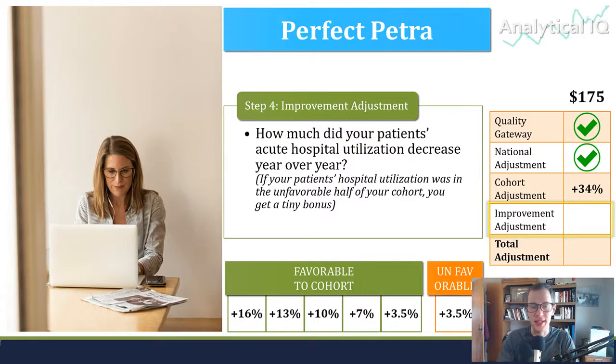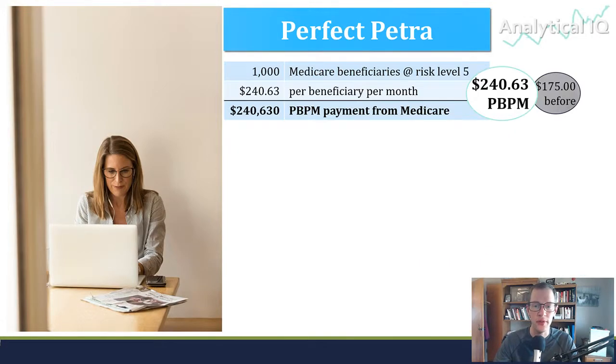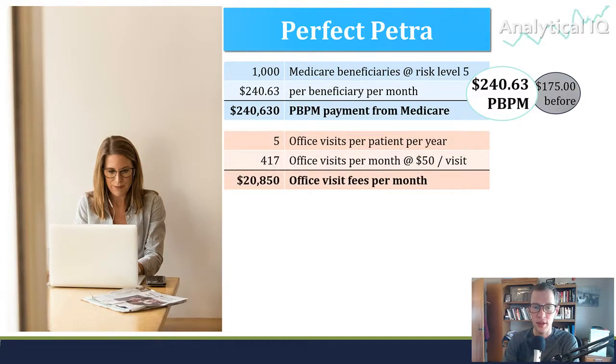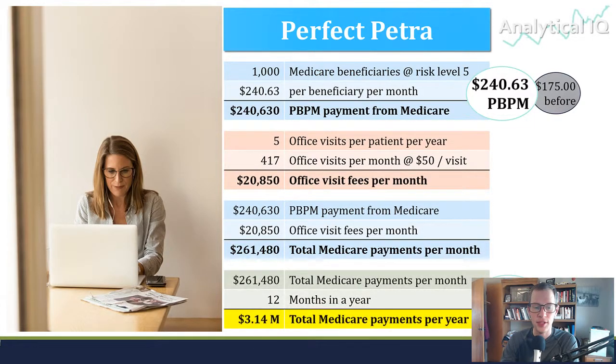Improvement, well, like I said, it's tough to improve on perfect, so Perfect Petra's practice is only going to add the minimum 3.5%. But we add all that up, 37.5% total adjustment to a number that seemed pretty high already. Yeah, so that's $241 a month per beneficiary, up from previously $175. Still, $50 a visit for 5 office visits per year. That has her now at $260,000 a month, $3.14 million.